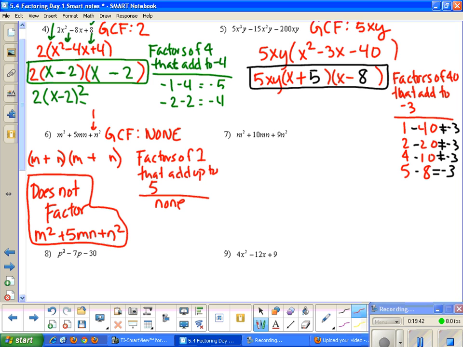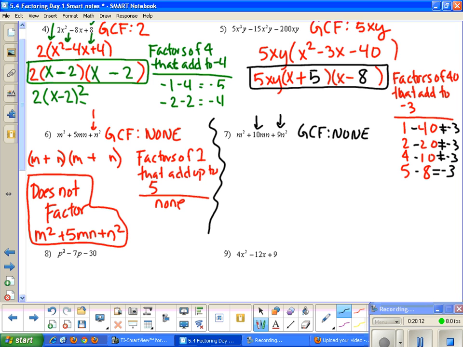And again, things you can't factor are prime numbers, like 7 doesn't factor because 1 and 7 are the only things that multiply into it. 5 is a prime number, so these are prime factors. So this does not factor. So let's go ahead and go to number 7. So number 7 is kind of the same thing. We have the same variables except I have a 10mn here and 9n squared there. So I have three terms. There's no greatest common factor.